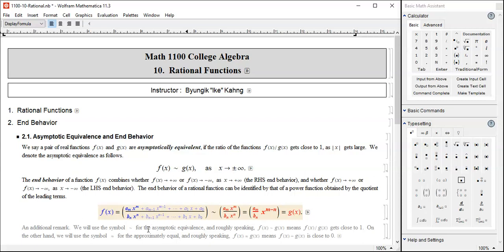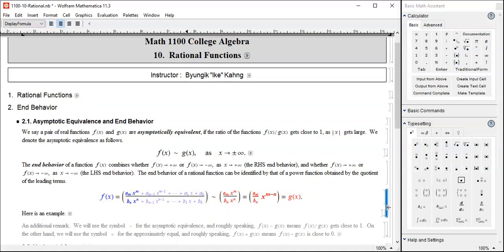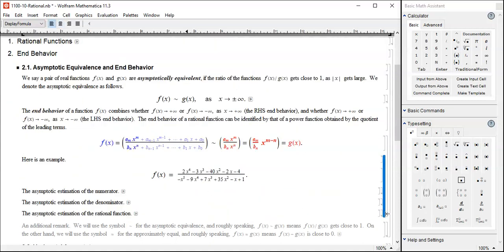Now, the original rational function is going to be really complicated in general. The power function, on the other hand, is simple and we know it already. So we can use the behavior of the power function, which we already know, to describe the behavior of the rational function. Basically the same thing we did for polynomials. A little bit more complicated, yes, because we have two polynomials this time.